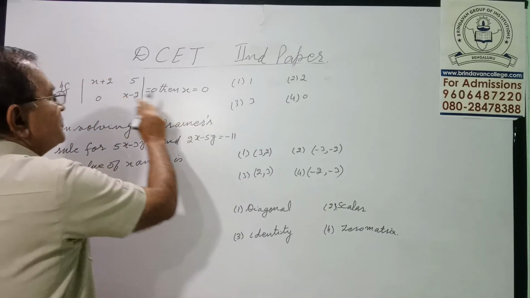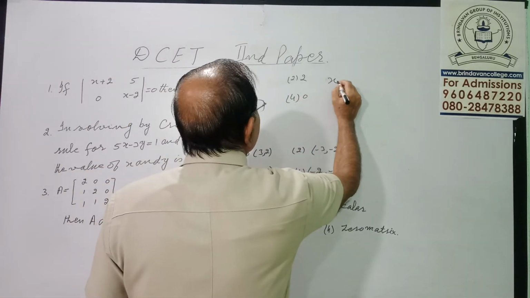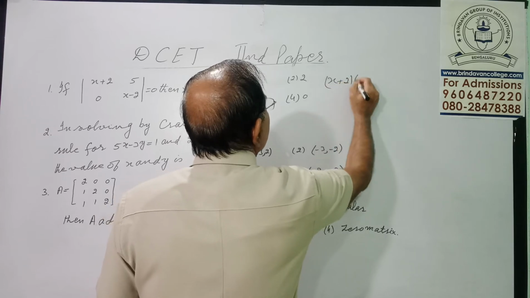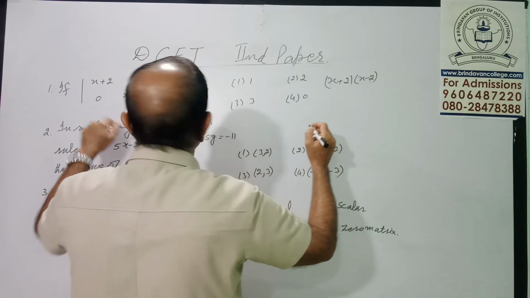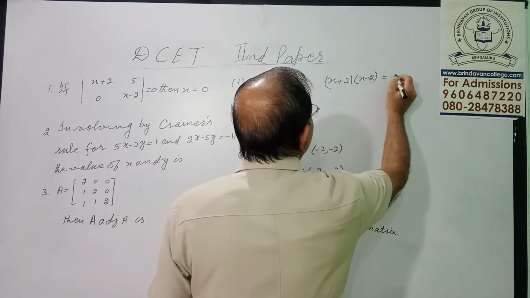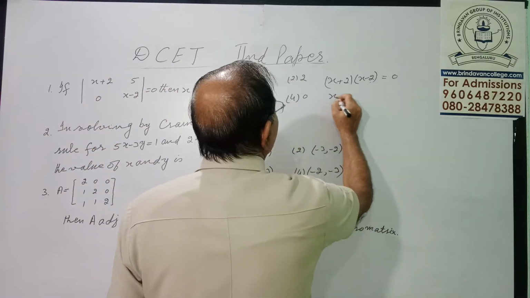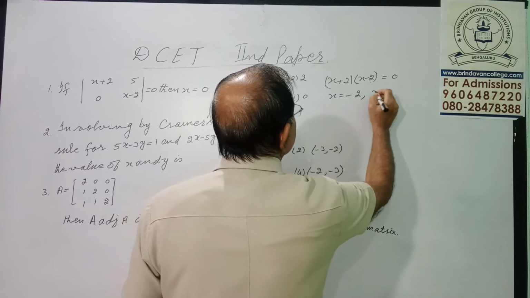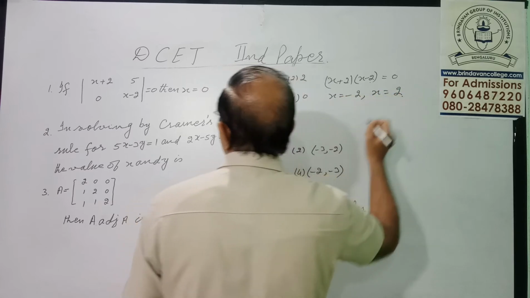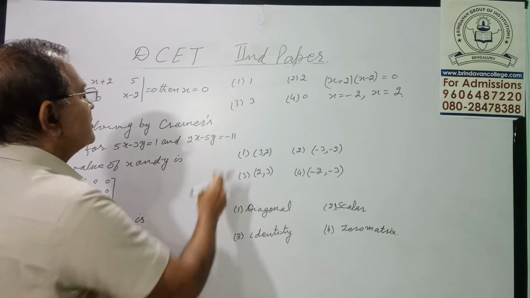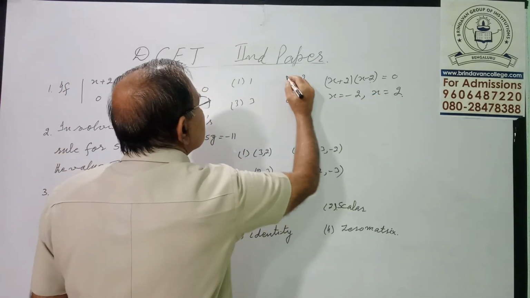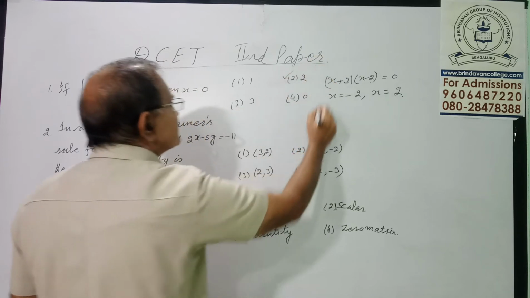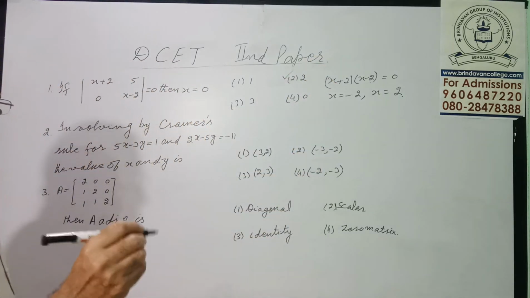So here when we expand it, we will get x plus 2 into x minus 2. Then 5 into 0 will come out to be 0, equals 0. From here you will get x equals minus 2 and x equals plus 2. And then check the answer. It's 1, 2, 3, 0. So 2 is there, so you have to put a tick, that's it. Or you are supposed to fill the bubble.